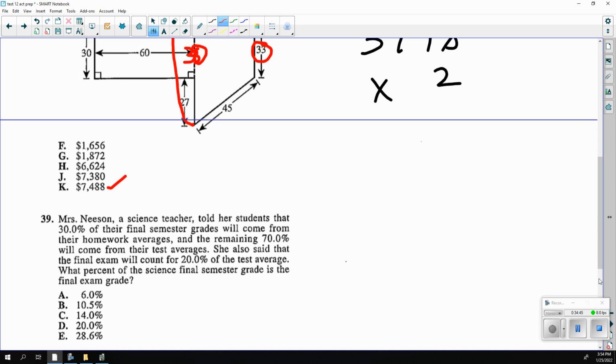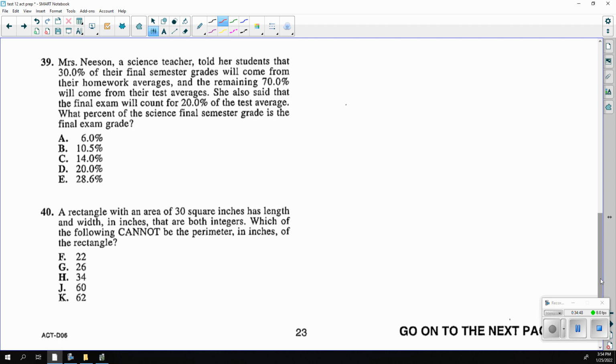How does this work? 30% of the final exam will come from their homework, and the 70% will be the test. And the final exam is 20% of the test. So it's 20% of the 70%. So that's all it is. The exam is 20% of the 70. So that's going to be 14% when you times them.